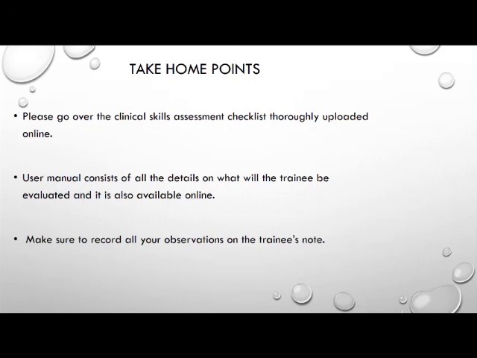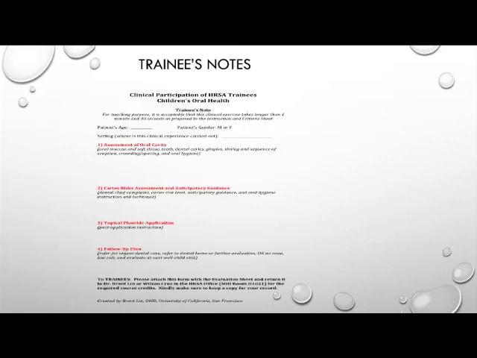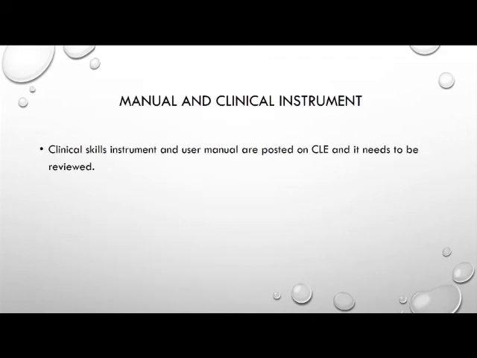Go over the clinical assessment checklist, go over the user manual, and make sure that you record all these observations on your training note, because this is all you will get when you actually go in for your clinical exam. Make sure you document everything that we are going to assess you on, which is present in the clinical assessment checklist. Because if you don't document it here, we have no way to know if you have actually taken a look at things. And the other thing is we'll have our clinical assessment instrument and user manual that is posted on CLE, and it needs to be reviewed.